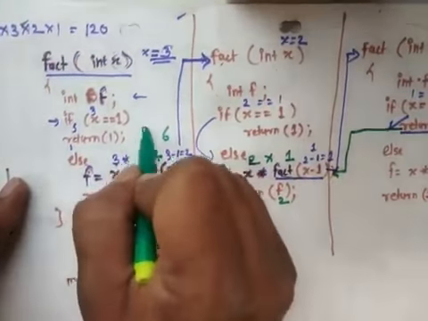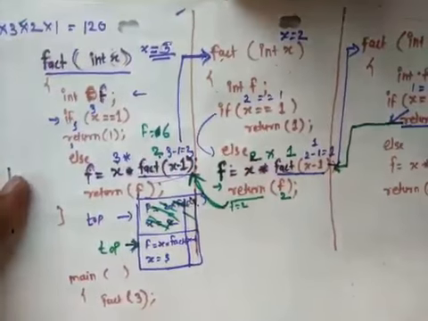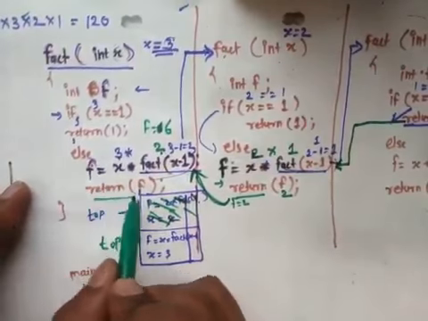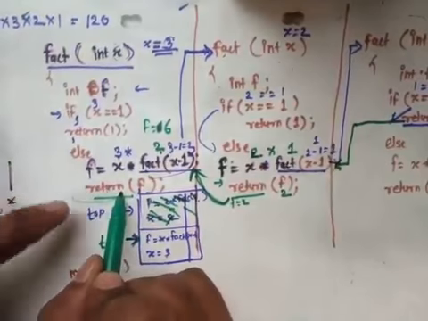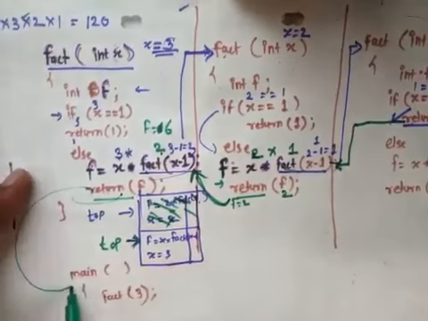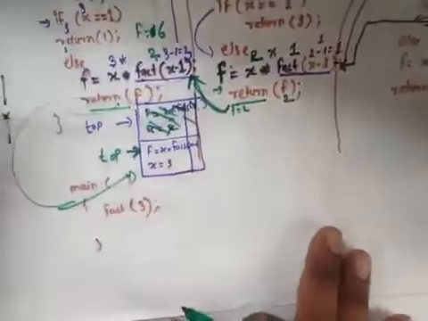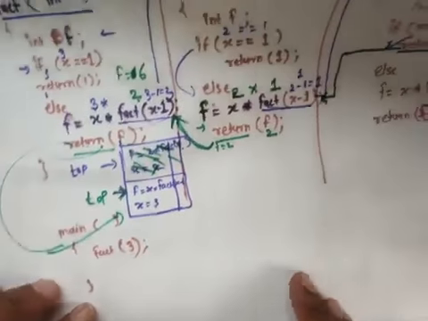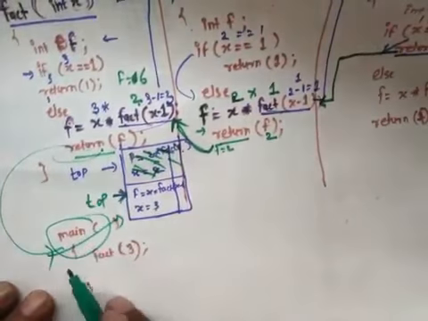Now f is equal to what? 6. Now this function, this f is returned. So again here I am writing the return keyword. So this return will return to the main function. Are you getting me? This function f will return to the main function.